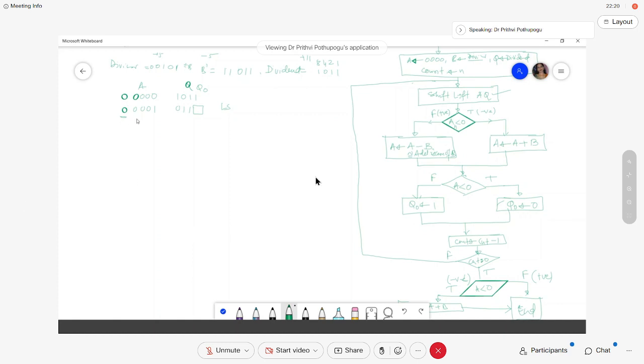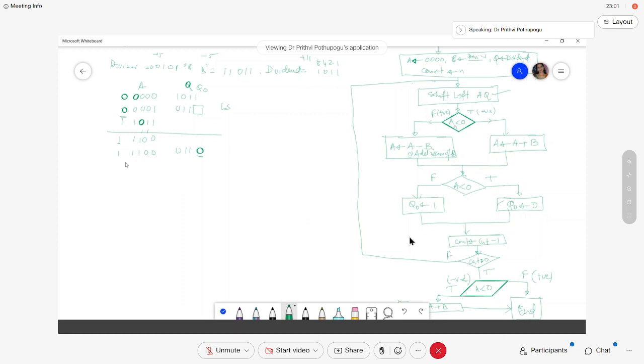So the 2's complement is 11011. So this is 0, 1, 1, 1. Now again we need to check whether this A value is positive or negative. The sign bit is 1, which indicates that it is negative. If it is negative, your Q0 bit will be 0. So this bit will be 0. So 1, 1, 0, 0, 0, 1, 1, 1. This is after fixing the value of Q0.